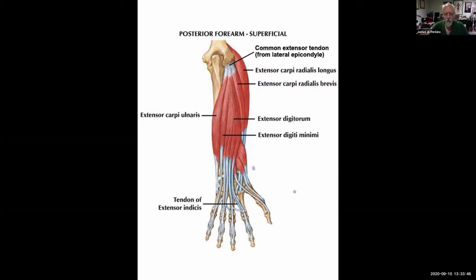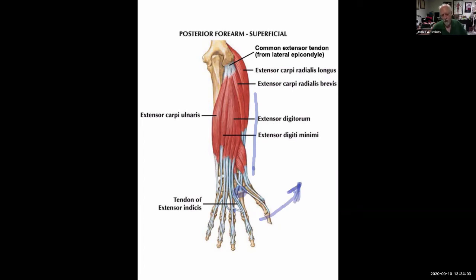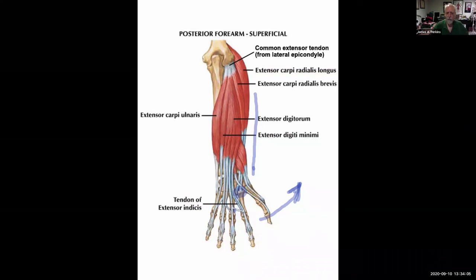But notice that it's also running along the lateral side or thumb side of the wrist, and it's inserting here a little closer to the lateral side of the hand. So when this muscle contracts, it's also going to have the effect of rotating the hand laterally or rotating it away from the body, which would be abduction with a B.